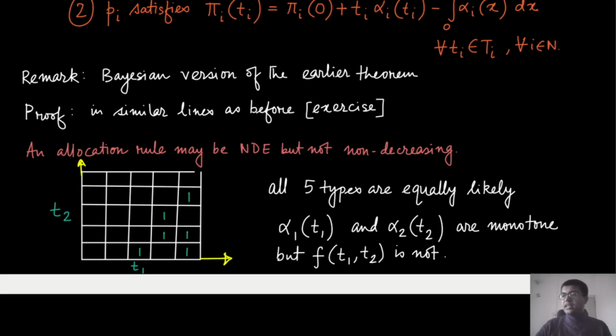Now we can calculate this alpha 1 of T1. So what is the allocation probability of player 1? In the first two types, one can see that player 1 has no probability of winning that object. When the type is 3, it has a probability of 1 by 5 of winning. In the second and the fourth type, it has a probability of winning of 2 by 5, and at the end it is 3 by 5. So it is monotonically increasing.